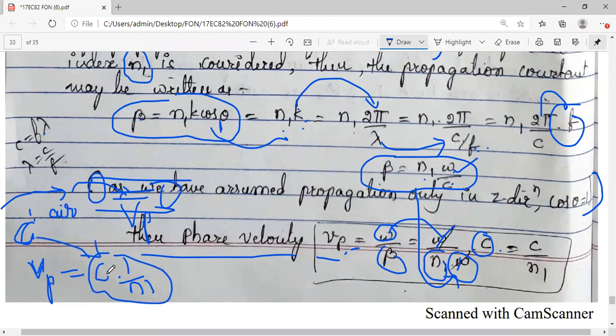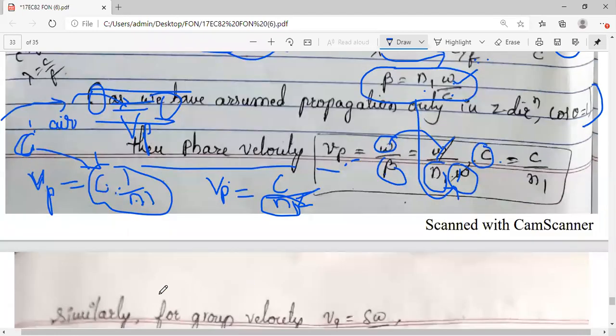So what is the factor? It is not simply c, it is c divided by n1. So your new velocity is not c, it is c divided by n1. That is, your velocity is dependent on the refractive index of the material. It is c divided by n1, so if you take the value of n1 higher, the denominator increases and the velocity decreases. So your Vp will be less than c, 3 into 10 to the power 8 meters per second. That is your phase velocity. This is the first discussion.